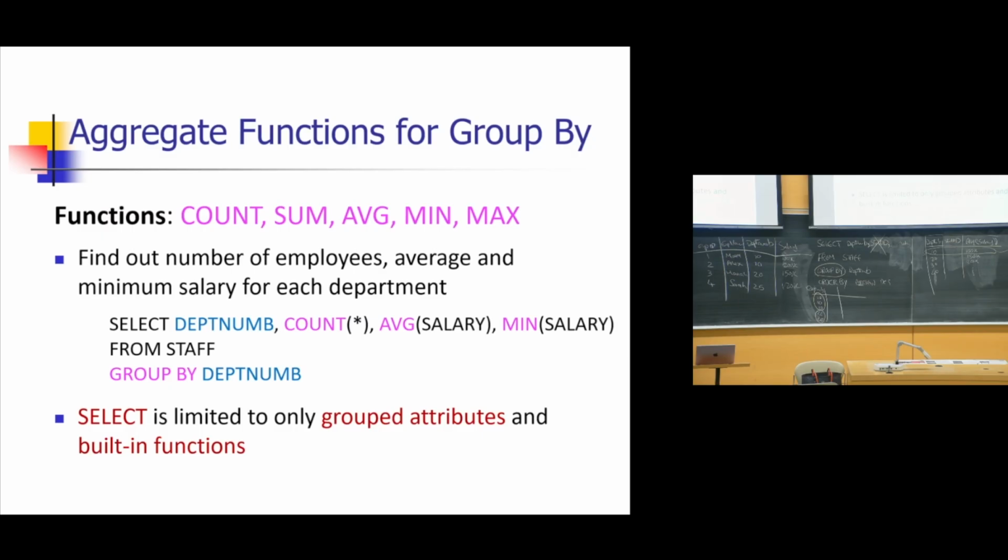So is this query correct? Select department number, count star, average salary, and minimum salary from staff, group by department number. Yes, this is correct, right? And yeah, a question about group by.